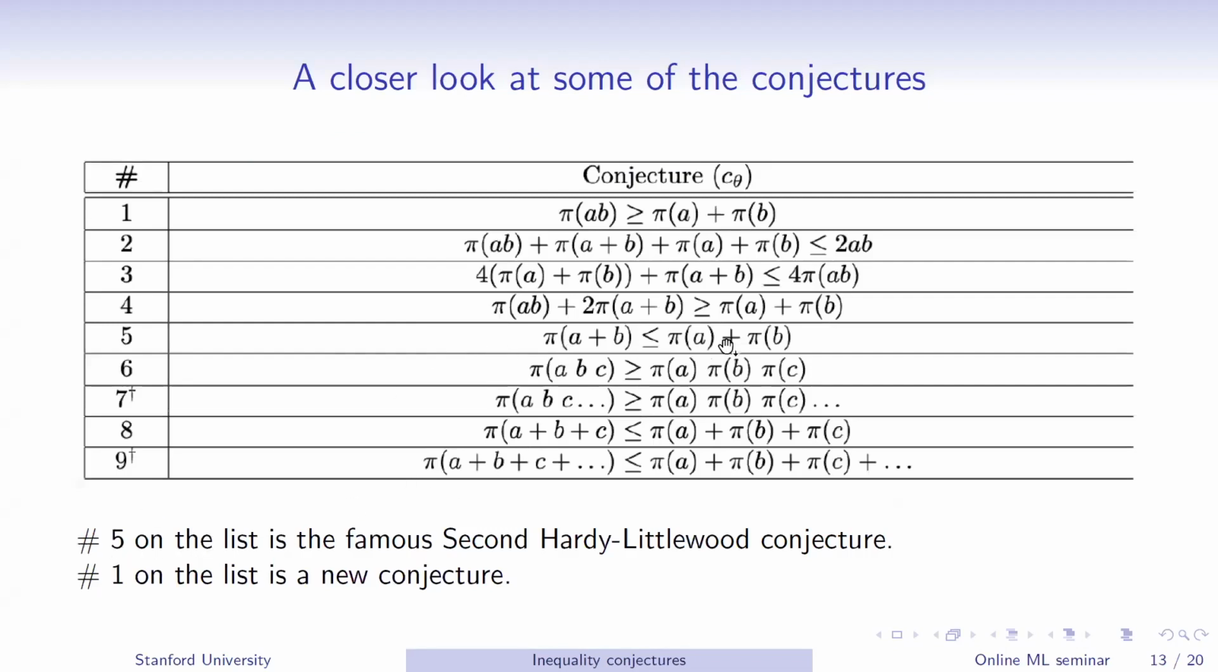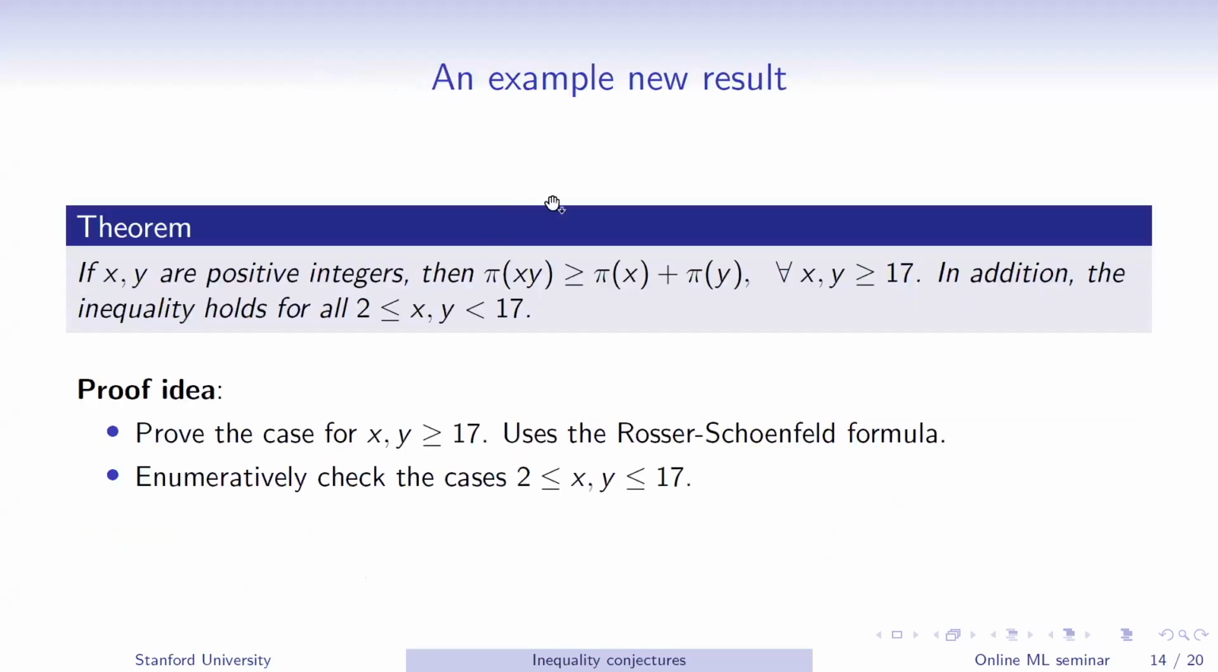Number 5 is the famous second Hardy-Littlewood conjecture. This is a famous unresolved conjecture. People don't know if it is true, but computationally it tends to be true; people have checked it to very large numbers. There is one candidate in this list which we were able to prove. Number 1 is a new conjecture, and it has actually been proved after talking to some number theory experts. So this is the theorem that we know. This is the machine generated conjecture.